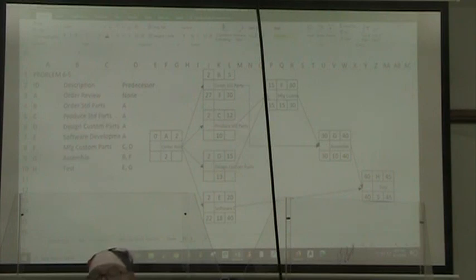Since C and D are both feeding into the merge activity of F, their late finish time in both cases is going to be equal to the late start time for F. All right, therefore, when we calculate the late start time, it's going to be equal to the late finish time minus the duration for both of them.